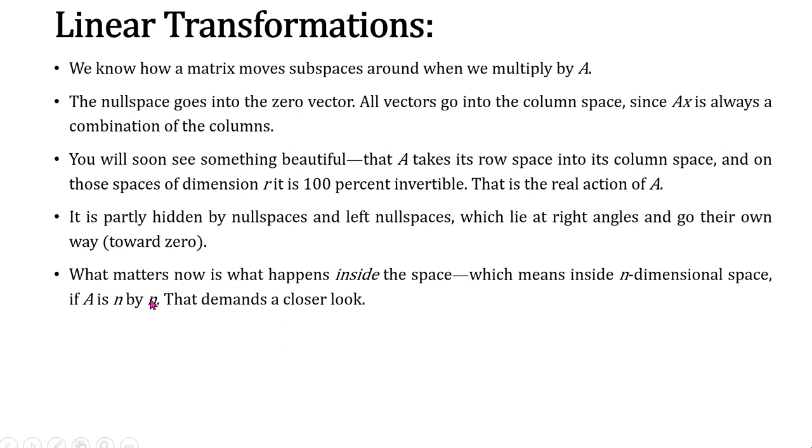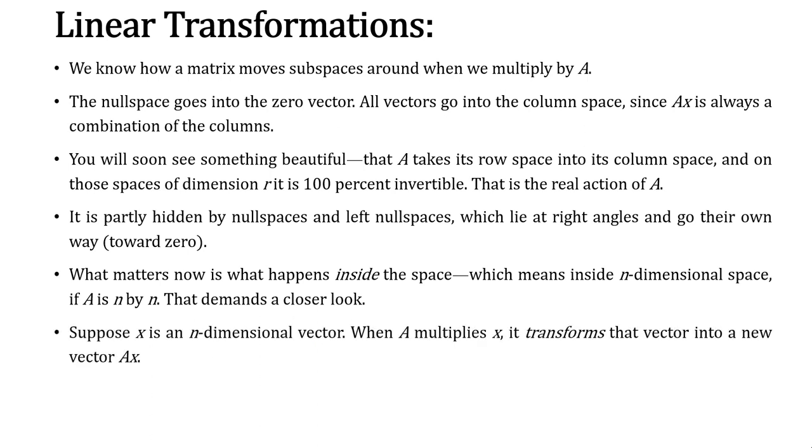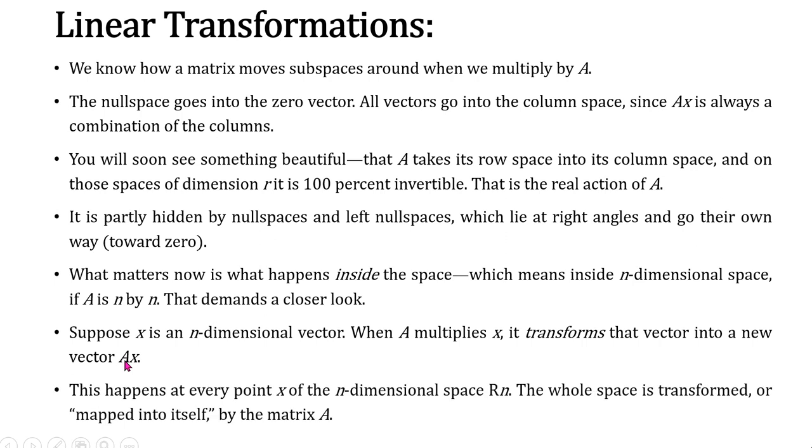The next point is what matters now is what happens inside the space, which means inside n-dimensional space, if A is an n by n matrix. That demands a closer look here. Suppose X is an n-dimensional vector. When A multiplies X, it transforms that vector into a new vector AX. This happens at every point X of the n-dimensional space Rn. The whole space is transformed, or mapped into itself, by a matrix A.